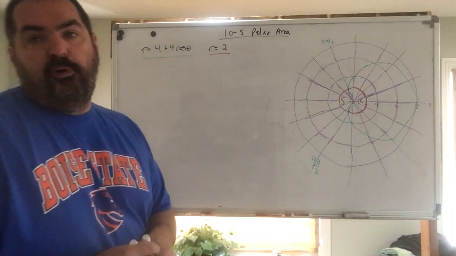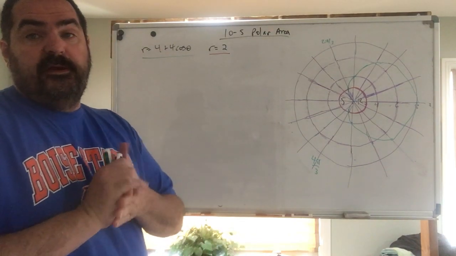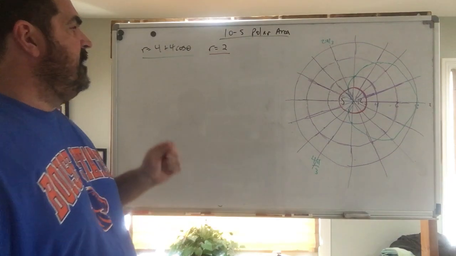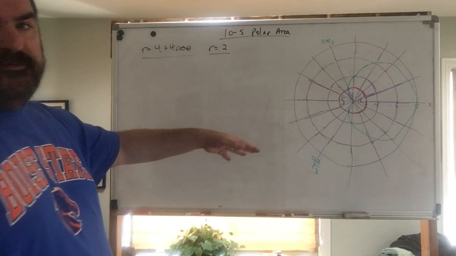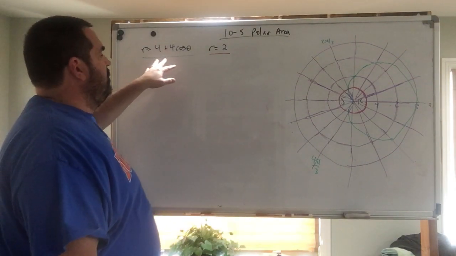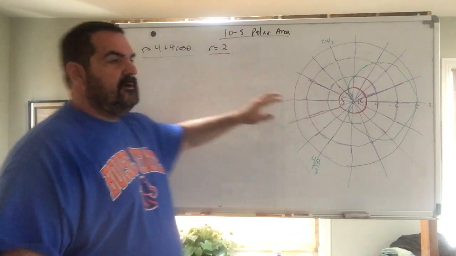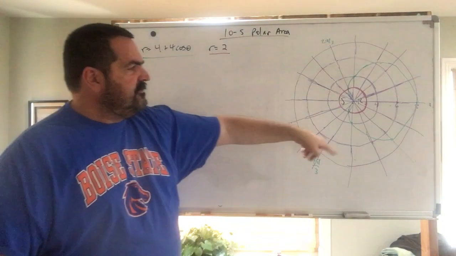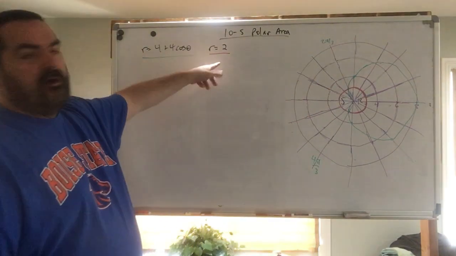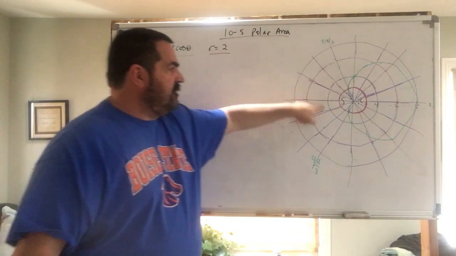Right, here's polar area, part 3, and third example. I've graphed two graphs here. I got r equals 4 plus 4 cosine, that's in green, so I underlined it in green. So that's the big one there. And then r equals 2 just means the radius is 2.